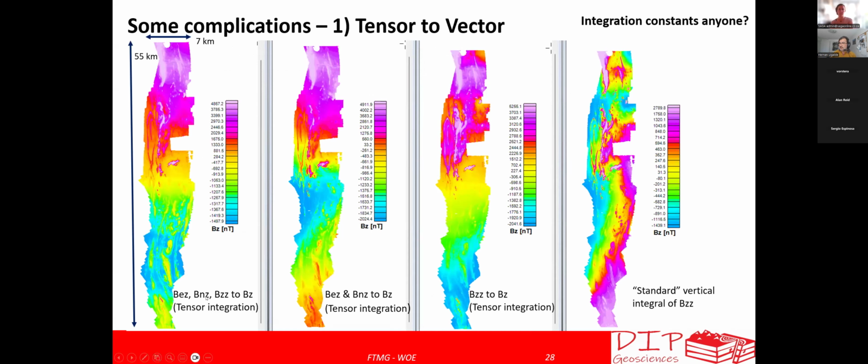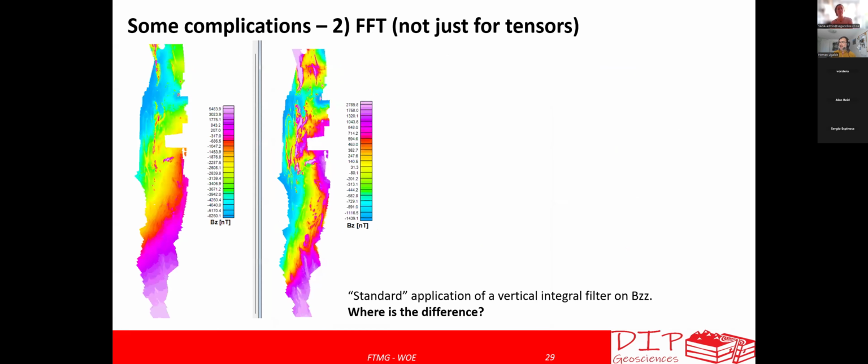So in this case, I use three components to integrate in order to get to my V set. Here I use two components, one component, and this is the vertical integral. And you see they're all over the place. So which one is the real one? And that's the problem. We don't know the integration constant. There is another problem, which is the FFT.